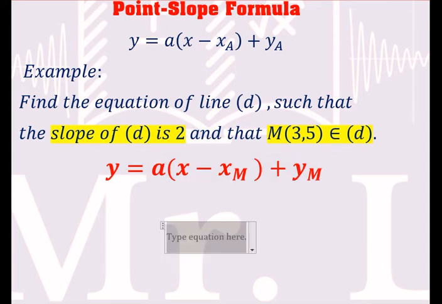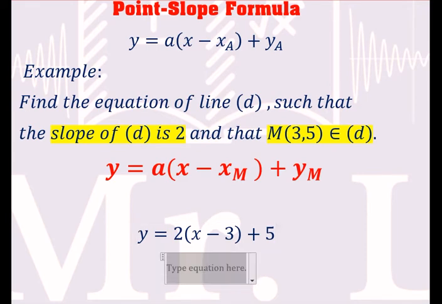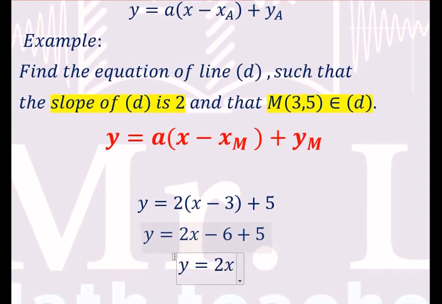So y equals a times (x minus xm) plus ym, which means that y equals a, which is 2, times (x minus xm, which is 3) plus 5. Then we'll do some calculation here. So y equals 2x minus 6 plus 5, because as you see you multiply 2 by x and 2 by negative 3. After that, this means that y is equal to 2x minus 1. So guys, the equation of the line D is simply y equals 2x minus 1.